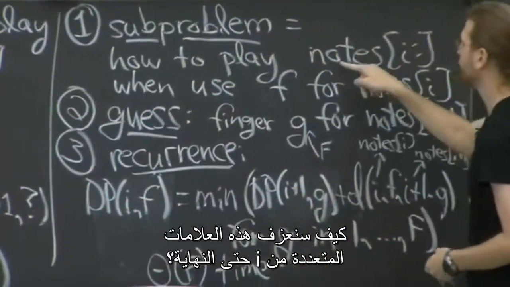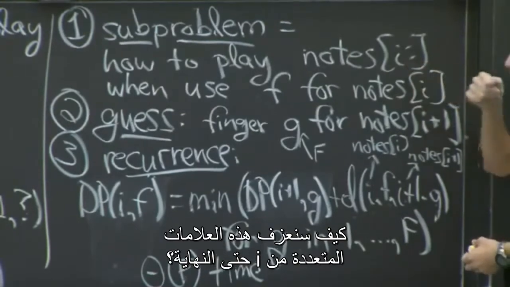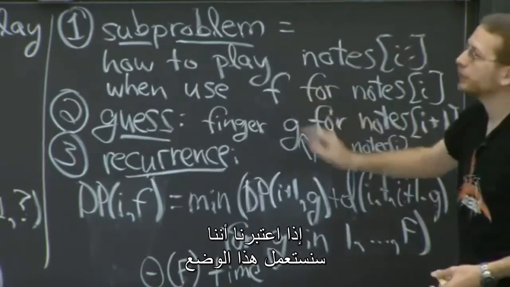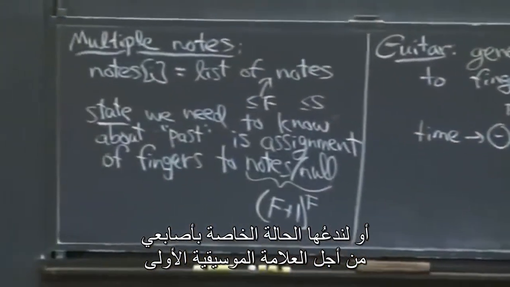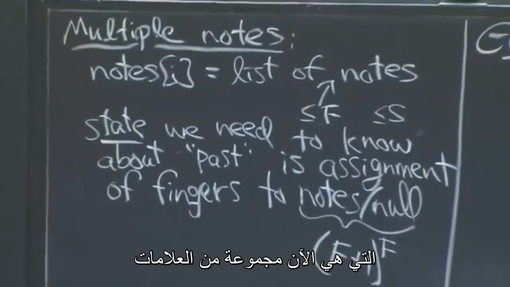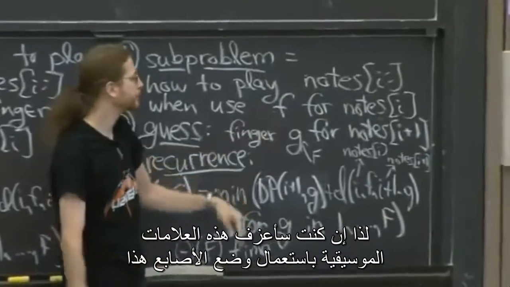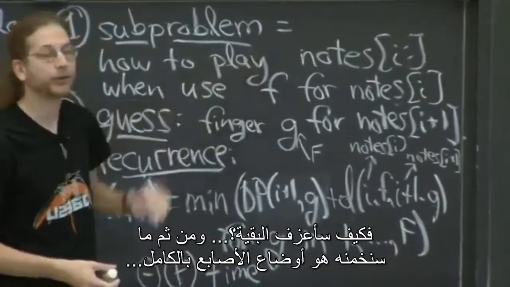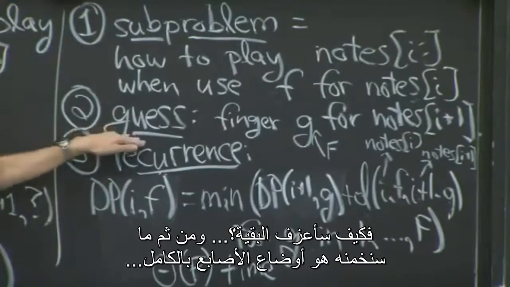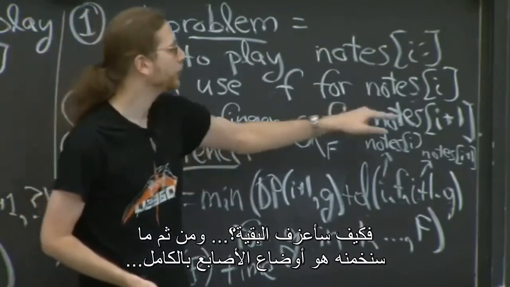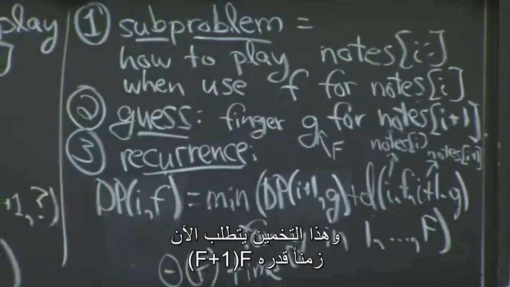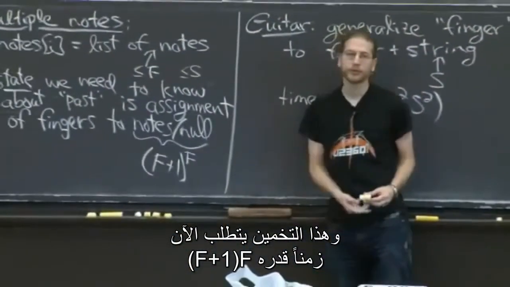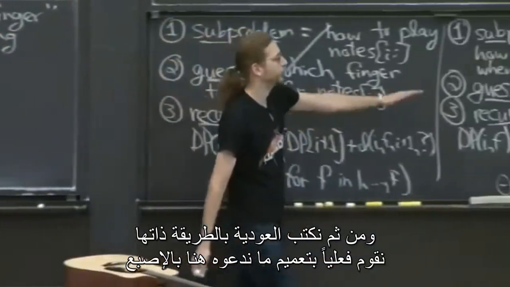How do we play these multiple notes from I onwards, given that we're going to use that pose, or what I called the state, of all my fingers for the first notes of I, which is now a whole bunch of notes? So given I'm going to play those notes with this particular finger assignment, how do I play the rest? And then we guess the entire finger assignment for the next set of notes, I plus 1, the next chord, if you will. That guessing now involves F plus 1 to the F times. And then we just write the recurrence in the same way.